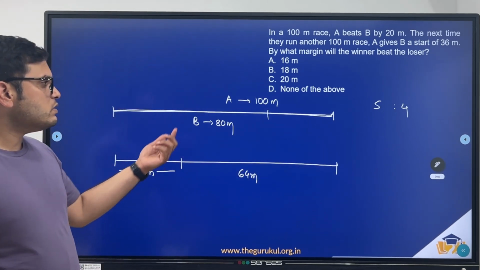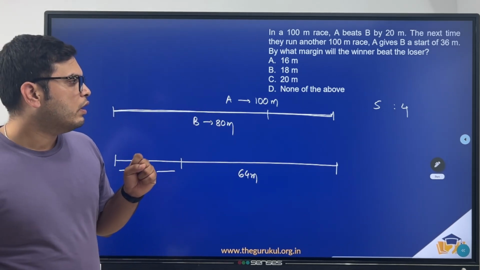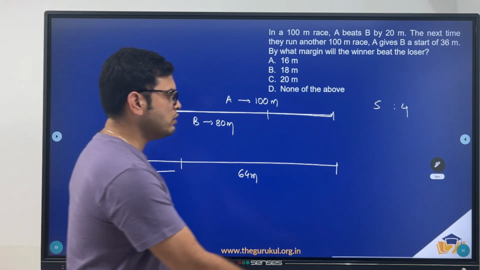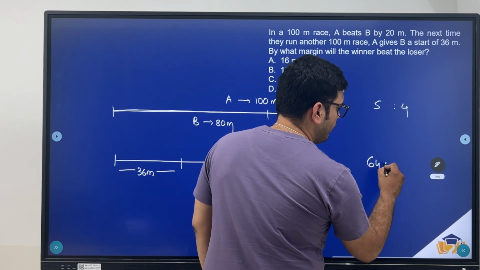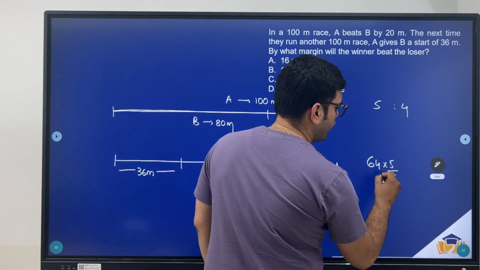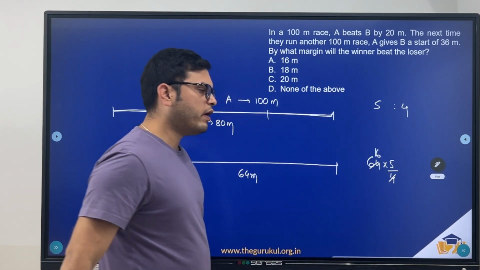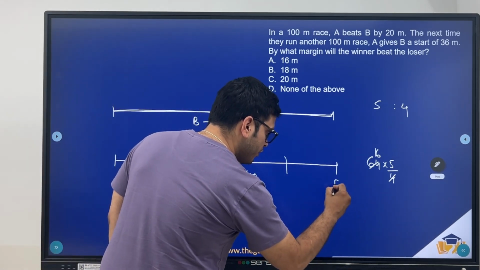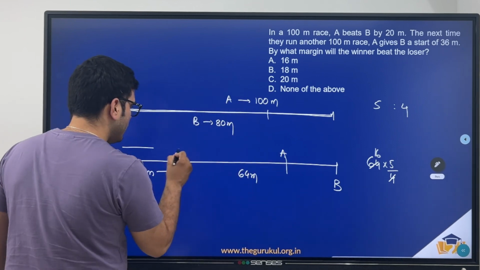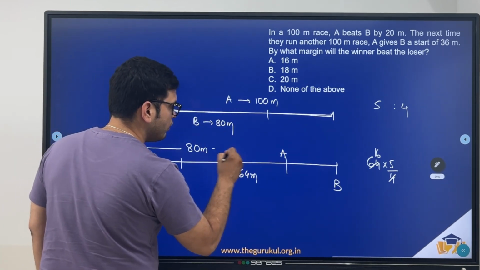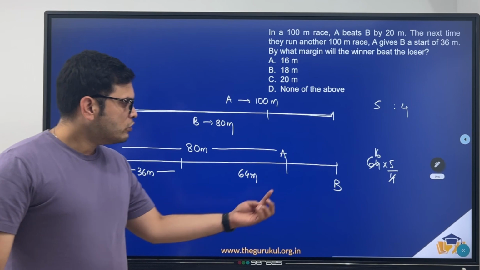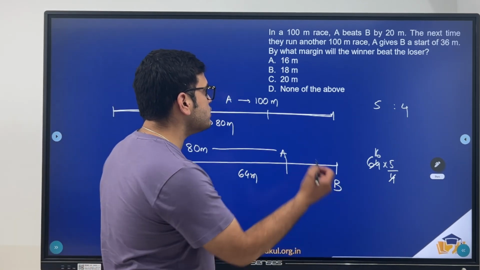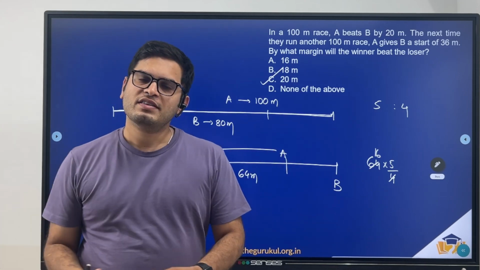Right. Now since the ratio of the speeds is 5:4. In that time A will be running 64 into 5 by 4. 16 into 5, 80. So by the time B reaches here, A would have finished only 80 meters. So I can say that B beats A by 20 meters. So the answer for this question should be option C.